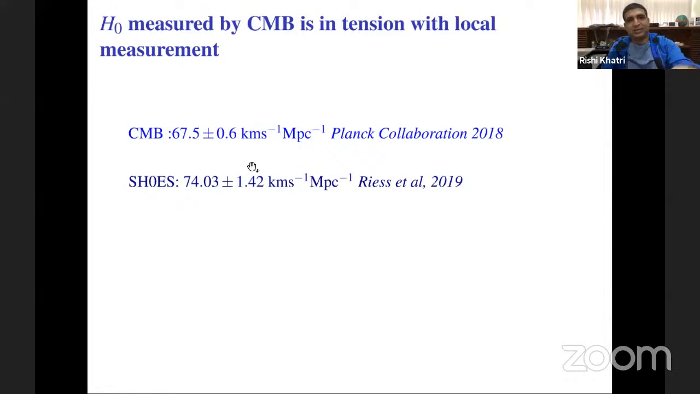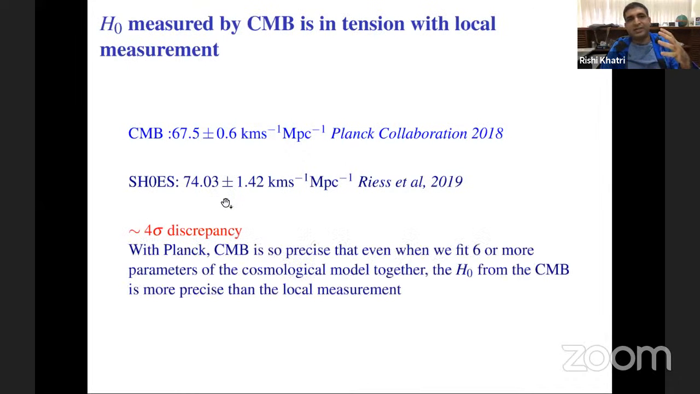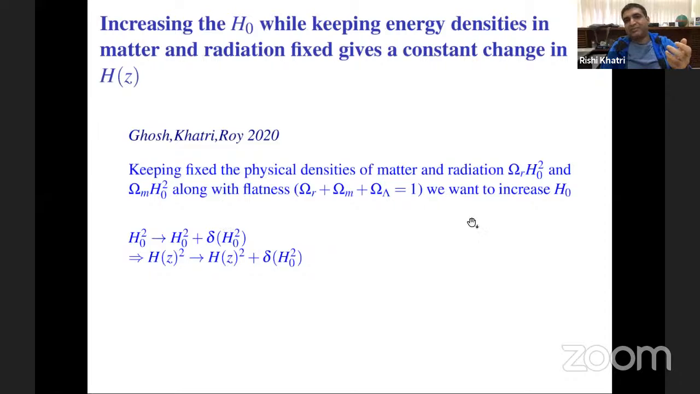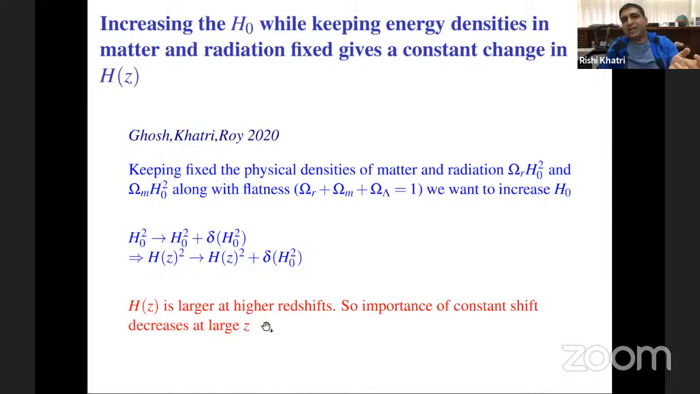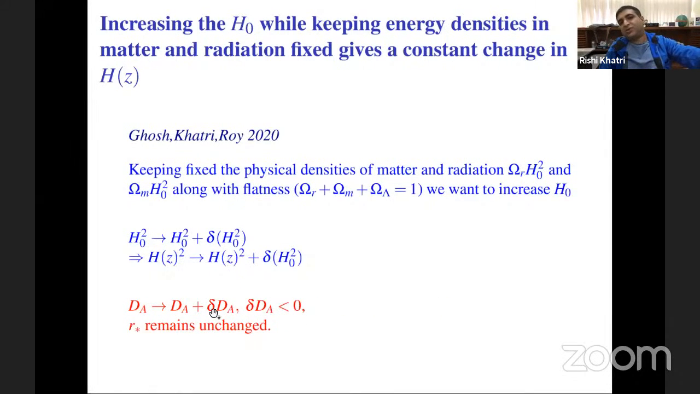And it turns out, so this is the Hubble tension. The CMB measures a smaller Hubble constant than the local measurements, and if you try to increase the Hubble constant while keeping things constant, for example keeping the universe flat and keeping the physical densities of different species constant, it turns out increasing H0 just adds a constant term to the Hubble parameter, H(z). And because H(z) is larger at larger redshifts, the effect is actually very small. It really modifies only the late time expansion history. In particular, if you increase H0, you only change d_A, while r_star remains unchanged.